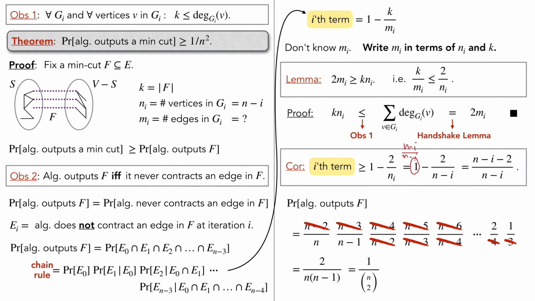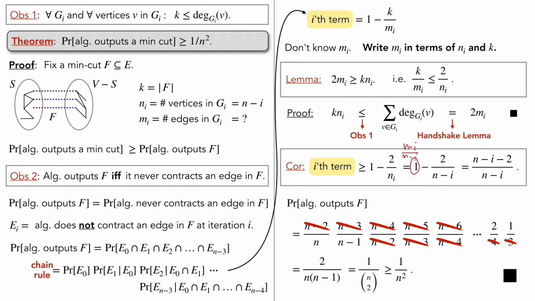And n choose 2 can be bounded by n squared. N squared is a bigger quantity, so the reciprocal is lower bounded by 1 over n squared. And there we go. We have the proof. Okay, fireworks. And we did it. So that is satisfying, right? I mean, I think that's a very nice, cute proof and a very nice analysis.